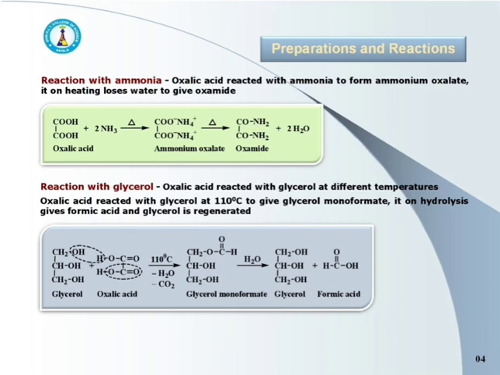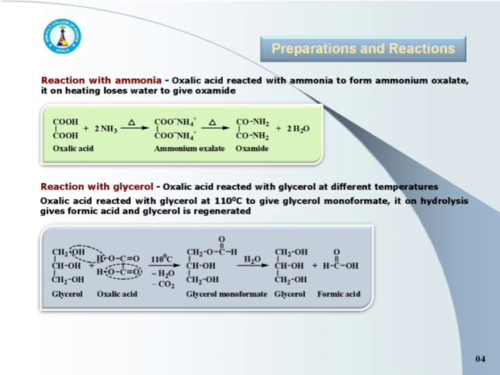Next is reaction with ammonia. Oxalic acid reacts with ammonia to form ammonium oxalate, which on heating loses water to give oxamide. See the reaction. Initially, when oxalic acid is heated with ammonia, it forms ammonium oxalate, which on further heating loses water molecules to give oxamide, which is the diamide.